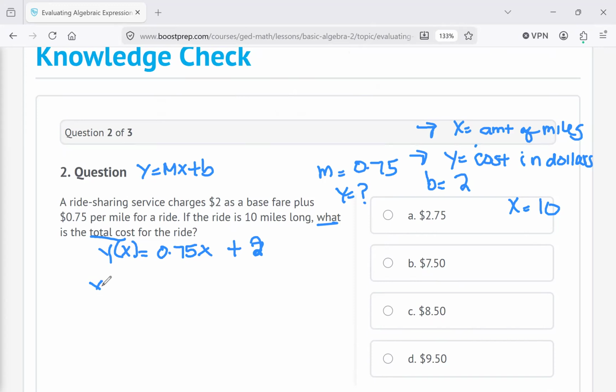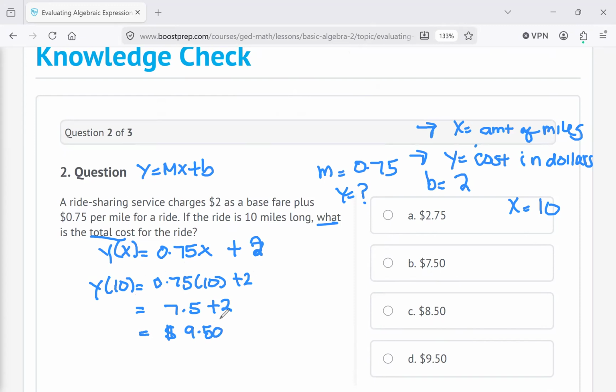So we're gonna plug in our 10. We want to figure out what's the output. Wherever you see an X, plug in 10. So it's going to be 0.75 times 10 plus 2. When you put it in the calculator, 0.75 times 10 is 7.5, plus 2, and 7.5 plus 2 is 9.5.